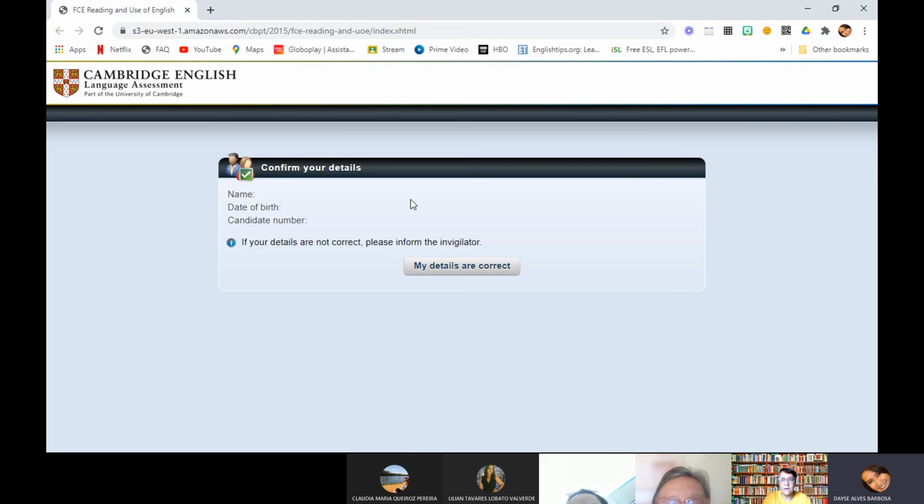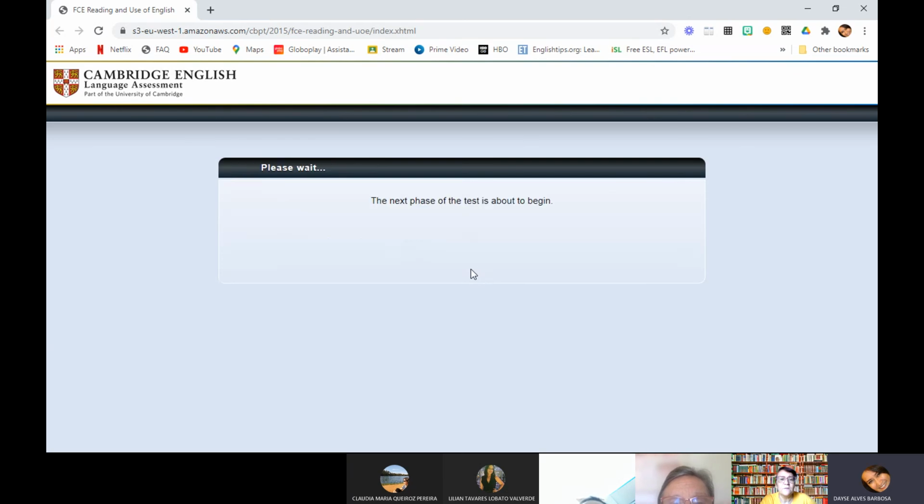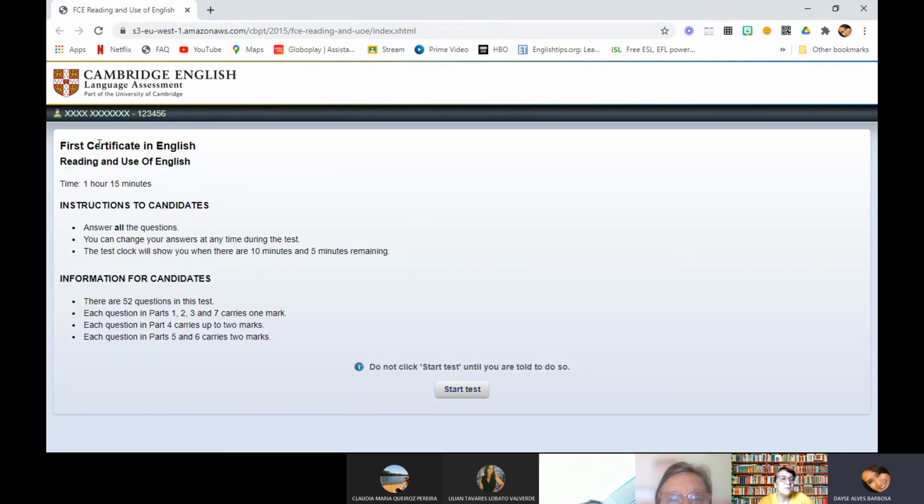Your test will be interrupted and you will not be able to do it? No, you will continue doing the test, but the examiner, the assessor, will write this information on a report paper, giving this information to Cambridge so that they can change it and that you receive the certificate with your name correctly written, your date of birth correctly written, candidate number, everything correct. So if everything is correct here, you just write my details are correct, and then the other page opens.